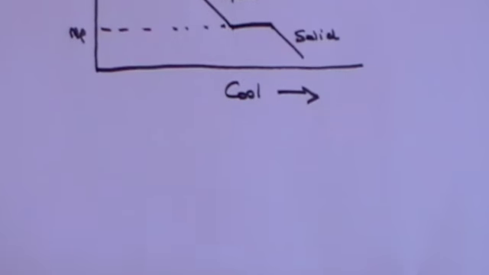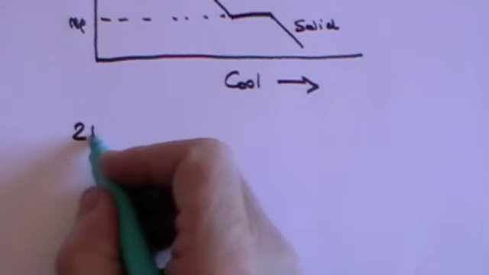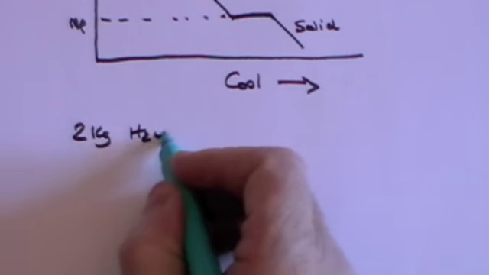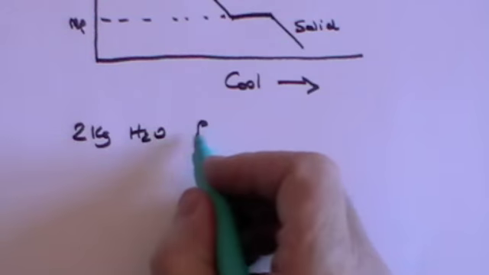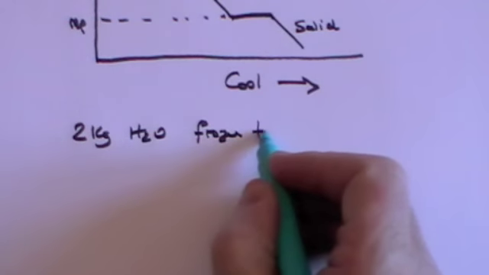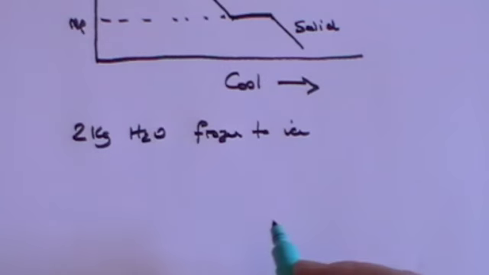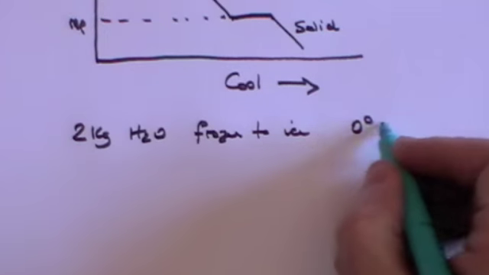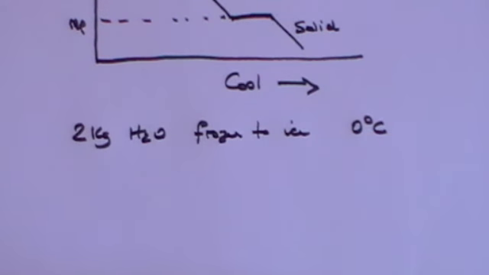So here's an exam question. 2 kilograms of water are frozen to ice. How much heat is taken out? And we'll assume that we're at 0 degrees centigrade. So there's no change in temperature, there's just taking heat out of the system.